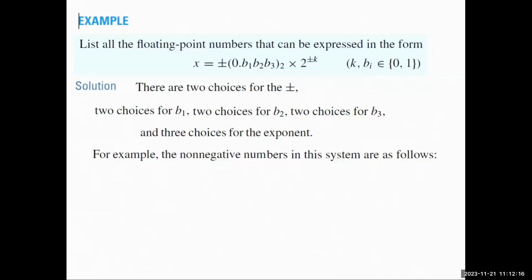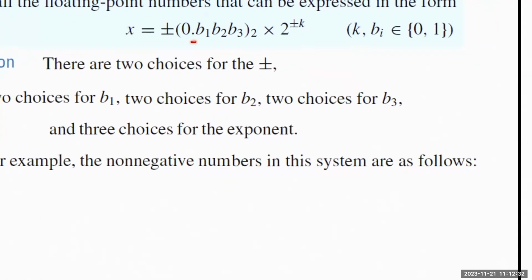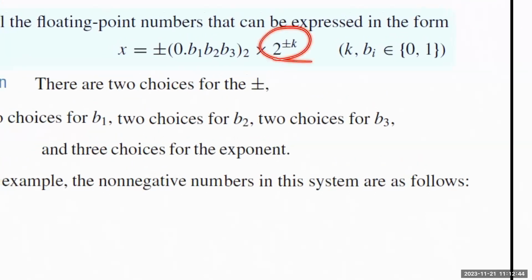Okay, so now I would like to talk about what a K floating point number is. Suppose I want to represent a floating point number which can be expressed using only 3 digits of the mantissa, stored as B1, B2, and B3, up to 2 to the power K, where K is just 0, 1, or 2, with a plus and minus sign.